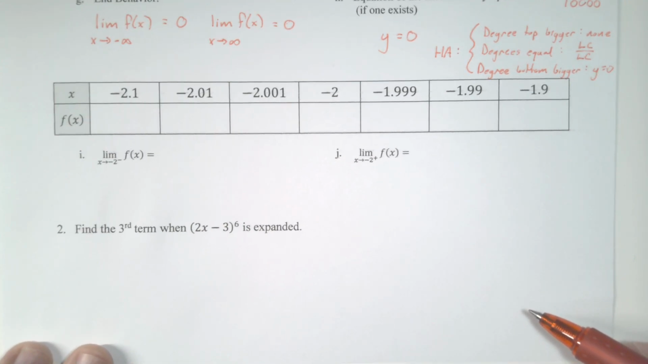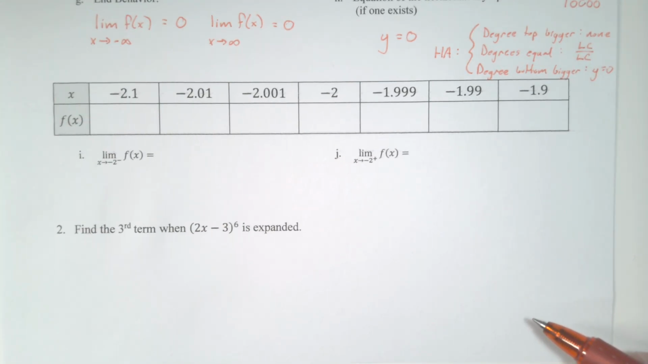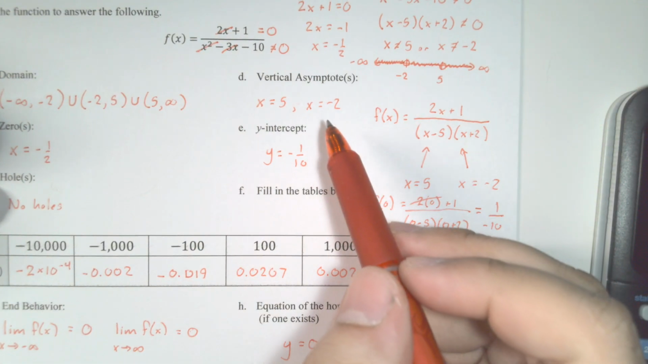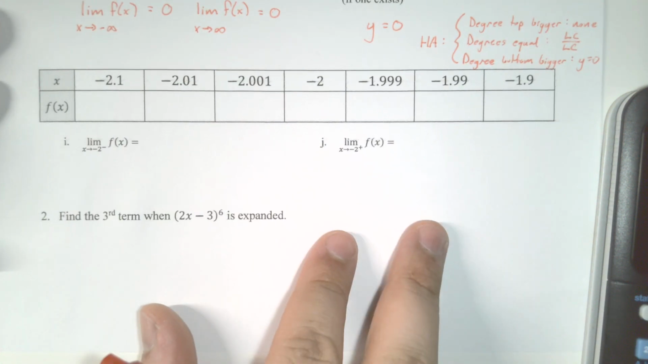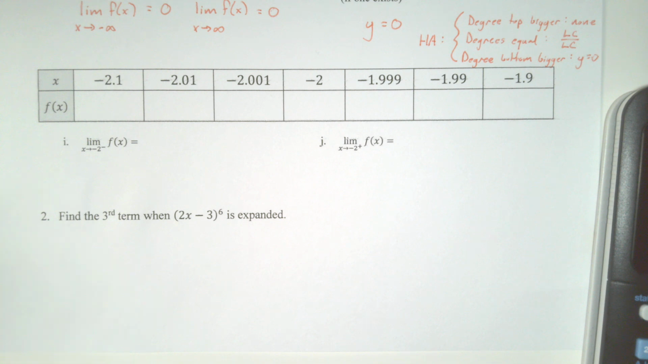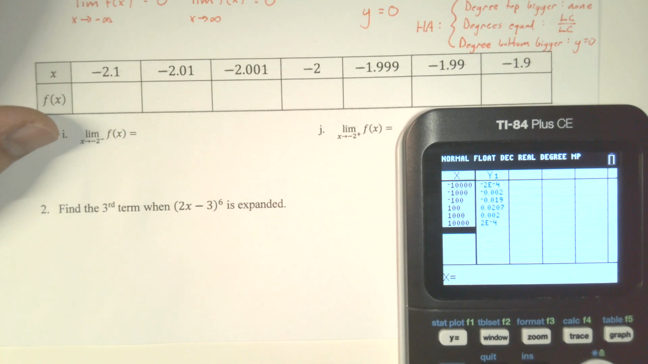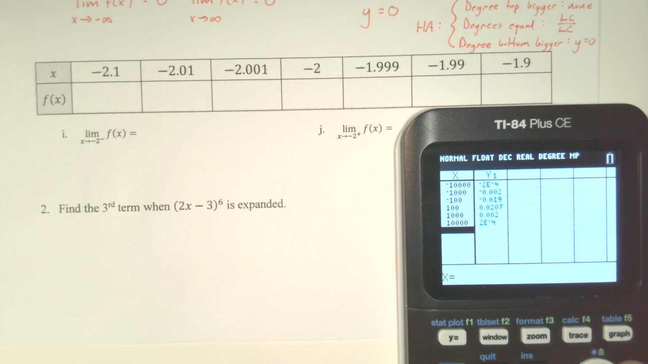Now, what about this problem here? We want to see what's happening with our function as we approach -2. So as we discussed, -2 is a vertical asymptote. So we already know that much. However, how do we know that numerically? So that's where we go back to our graphing calculators. And since we're still working with the same function, I have the same values in there.